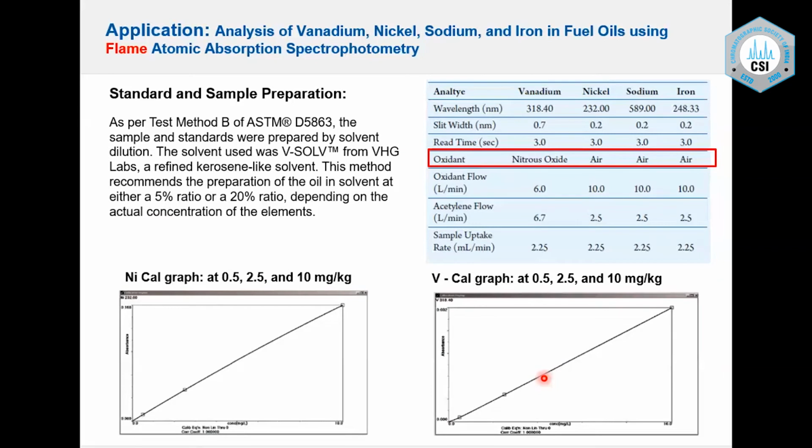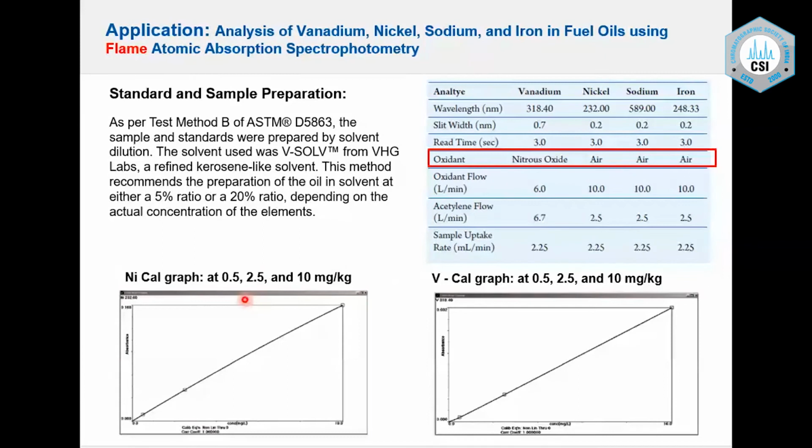I have given one example of how to perform the analysis with the flame technique. In this example, fuel oil was analyzed on flame AAS for elements like vanadium, nickel, sodium, and iron. If you see, the oil sample is dissolved in B-sol solvent, which is almost a kerosene grade solvent. It was dissolved at 5% to 10%. The calibration standards were prepared in the same solvent, so oil standards were used for this.